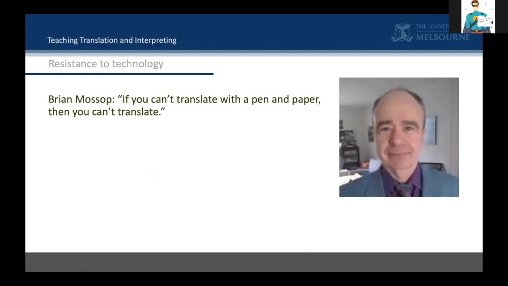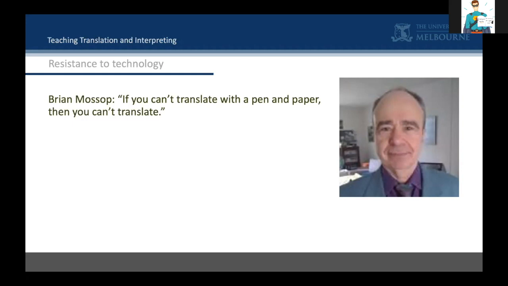Let me address now one of the main problems that we have when we talk about doing this. There is resistance to technology, and it is well-founded for the reasons I've just presented, I think. The fact that we do need the fundamental translation skills. And this is summarized by Brian Mossop, who's a good friend, and I edited his book on editing. He says, if you can't translate with a pen and paper, then you can't translate.